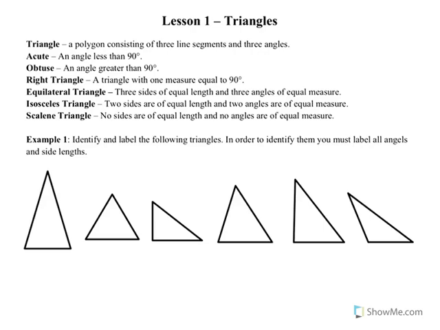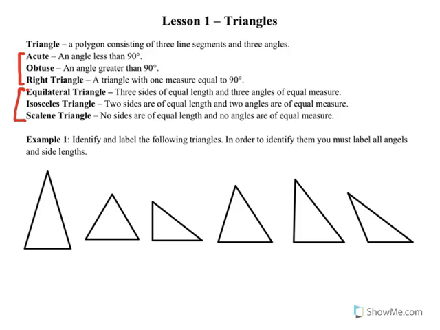Lesson 1, Triangles. So we're going to go through each of these triangles and determine what they are based on these definitions. The first kind of definitions have to do with the type of angles that you have. So it can either be acute, obtuse, or right. And then the next have to do with the sides. So you're always going to have two different classifications.